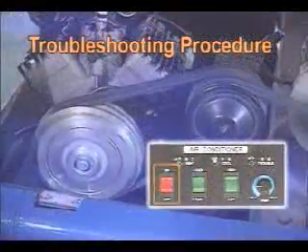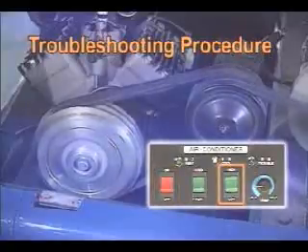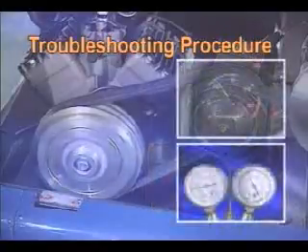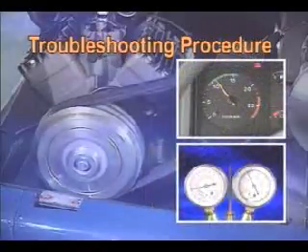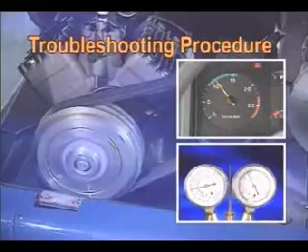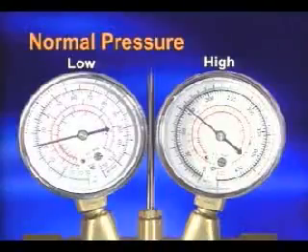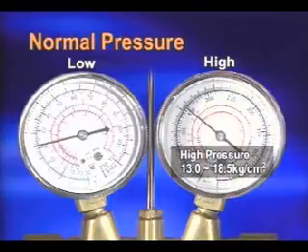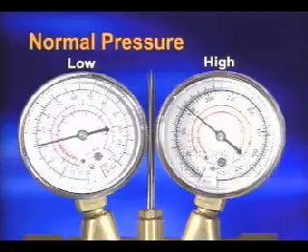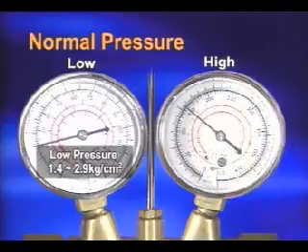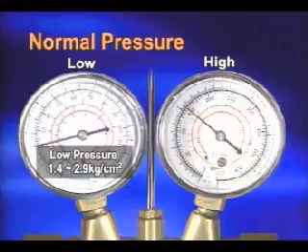Start the engine and turn the air conditioner on and set the blower speed at high position. Run the air conditioner for over 5 minutes at 1100 RPMs and then read the scale of the manifold gauge. When the ambient temperature is 25 degrees centigrade, it is normal if the high pressure gauge is at 13.0 to 18.5 kilograms per square centimeter, and low pressure gauge is at 1.4 to 2.9 kilograms per square centimeter.